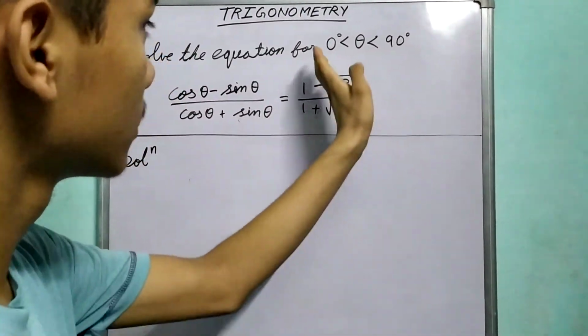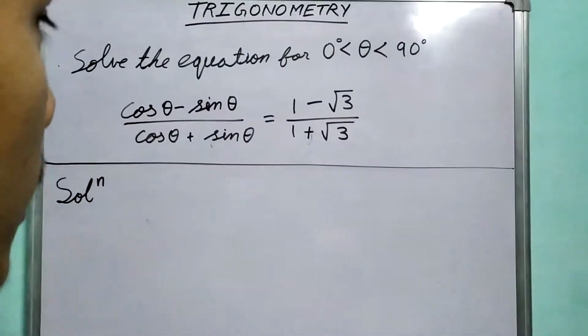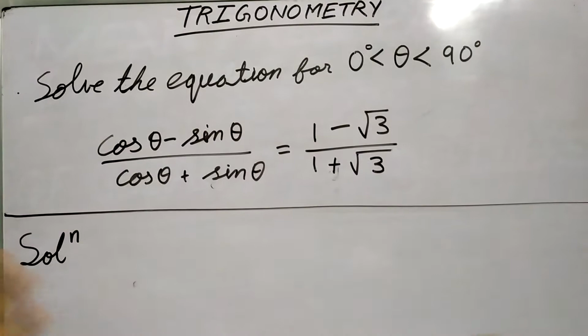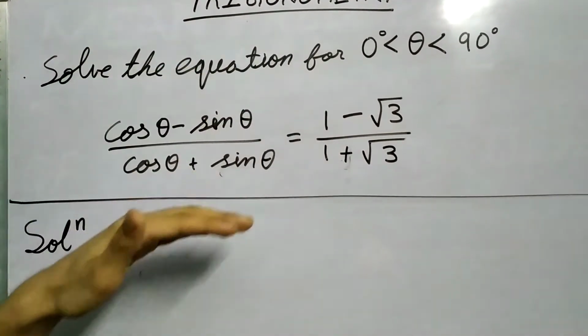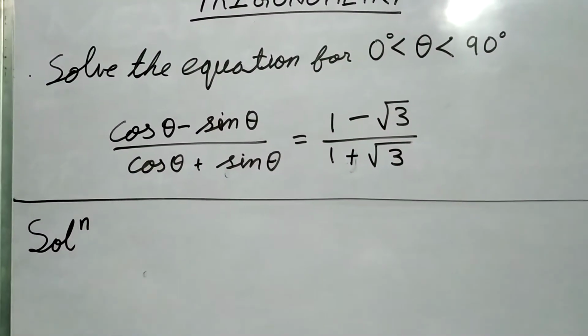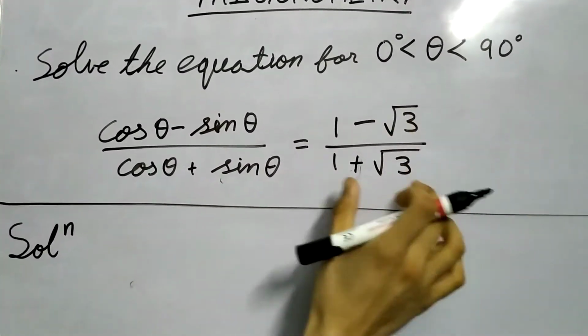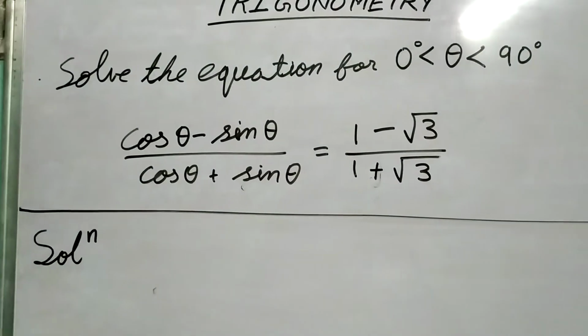Okay, so theta is an acute angle, between 0 and 90 degree. Now the standard way of doing this is dividing the numerator and denominator by cos theta, and then we get tan theta here, and we compare the equations. Let us do it using a different approach.